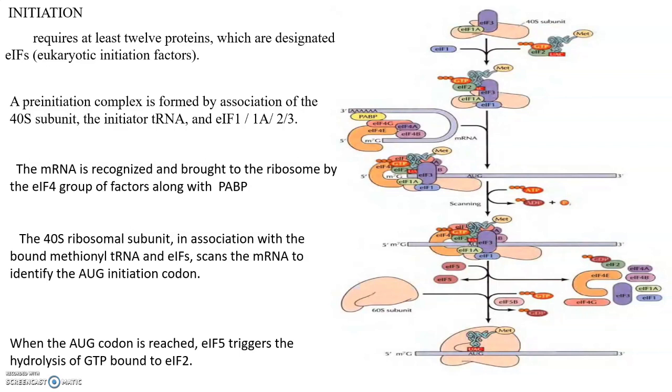The 40S subunit scans the mRNA to identify AUG, which is called the initiation codon, and when the AUG codon is reached, eIF5 triggers hydrolysis of GTP bound to eIF2. The initiation factors are released, and the 60S and 40S subunits join to form an 80S ribosome.